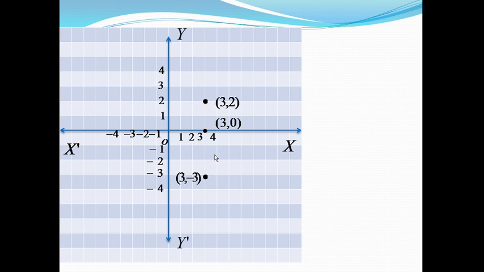Now joining these three points, again we receive a straight line. And what is the name of the line? AB. This is the linear equation in two variables, and this is parallel to the y-axis. And what is the distance between these two lines? It will be 3 units. Why 3 units? Because the value of the x coordinate is 3 here, so the distance between these two lines is 3 units.